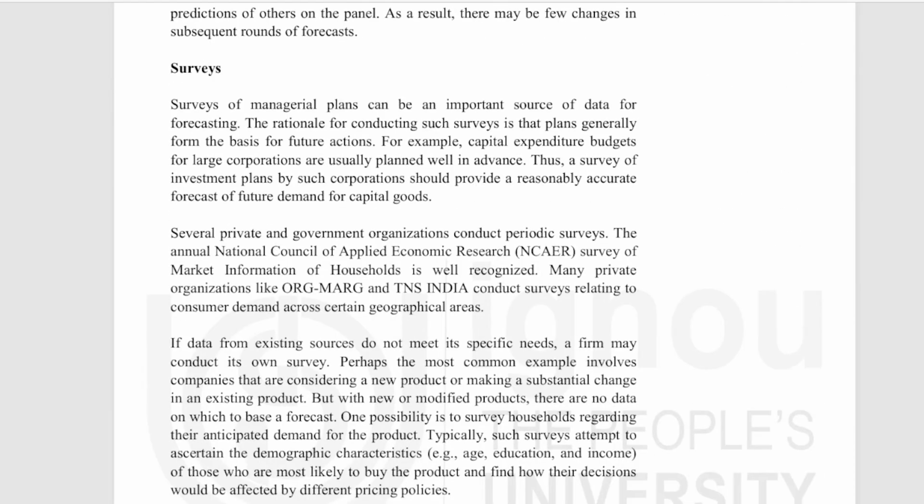Next is survey. What is a survey? Surveys of managerial plans can be an important source of data for forecasting. The rationale for conducting such surveys is that plans generally form the basis for future action. For example, capital expenditure budgets for large corporations are usually planned well in advance. Thus, a survey of investment plans by such corporations should provide a reasonably accurate forecast of future demand for capital goods.